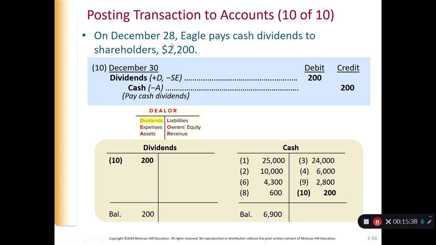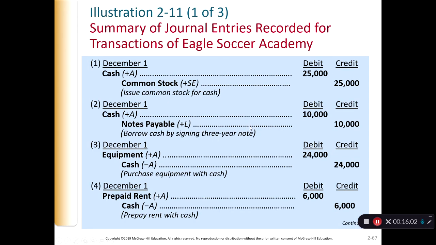Okay, so December 28th. Eagle pays cash dividend to shareholder for $2,200. So remember, dividend increase means reducing the retained earnings, which is on the left hand side, the debit side account. Hence we debit $2,200, and then we reduce cash for $2,200 here.